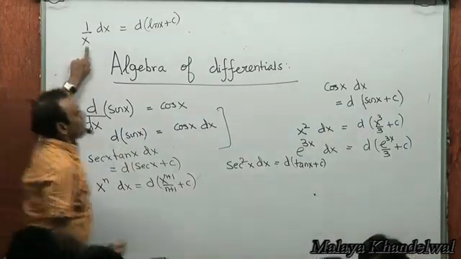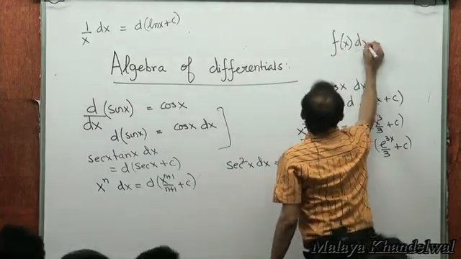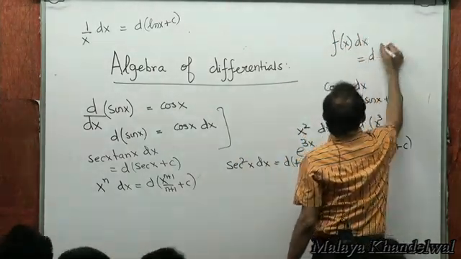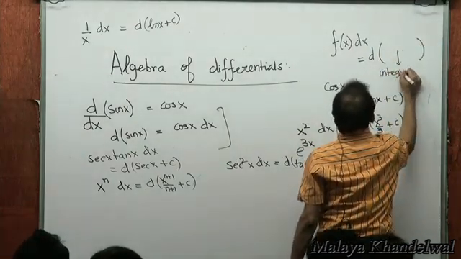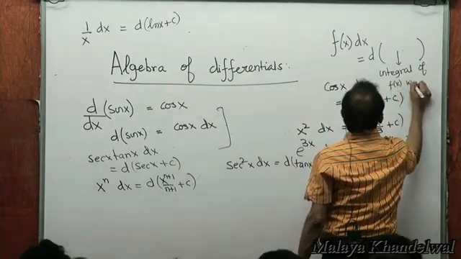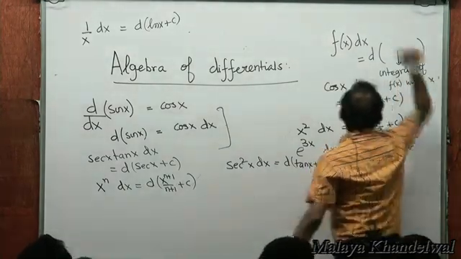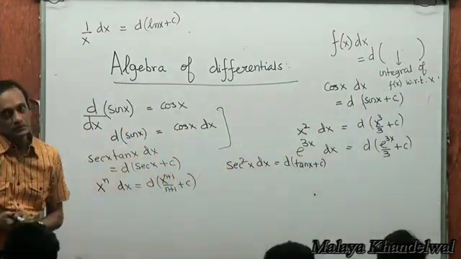So if I had, in a very general sense, f(x) dx and I want to write it as d of something, then this something should be the integral of f(x) with respect to x. That's how it should be. Clear?